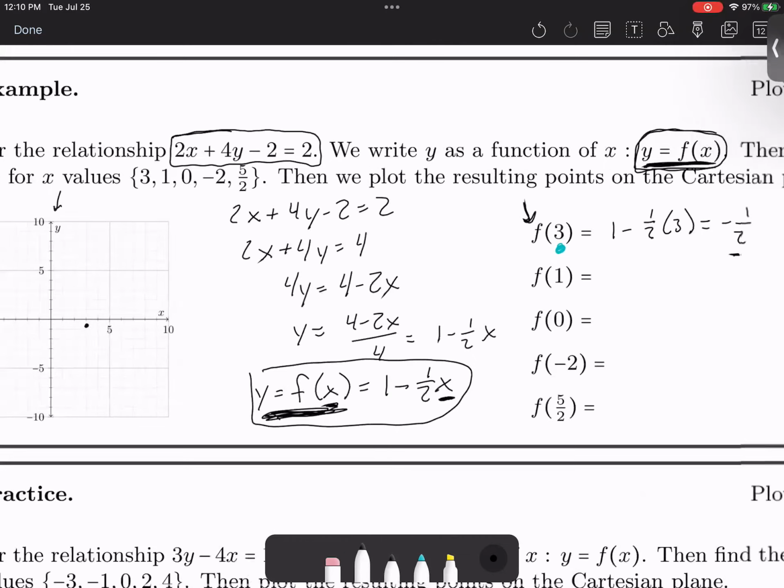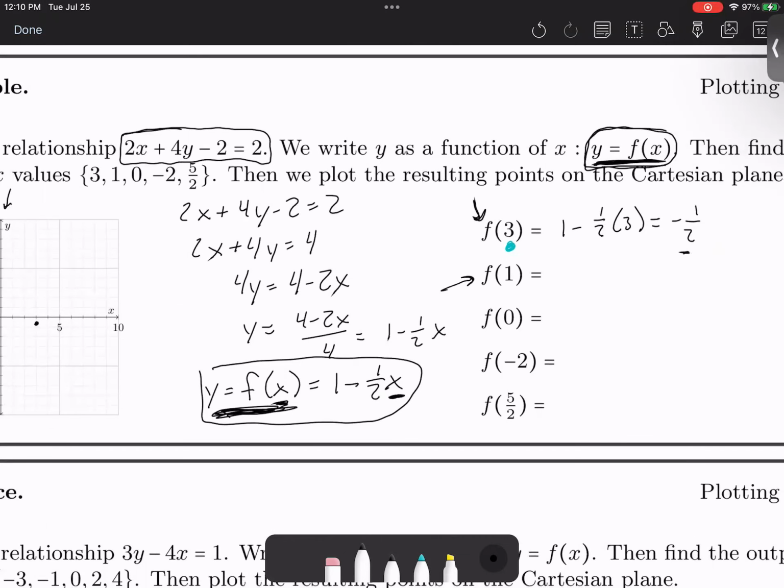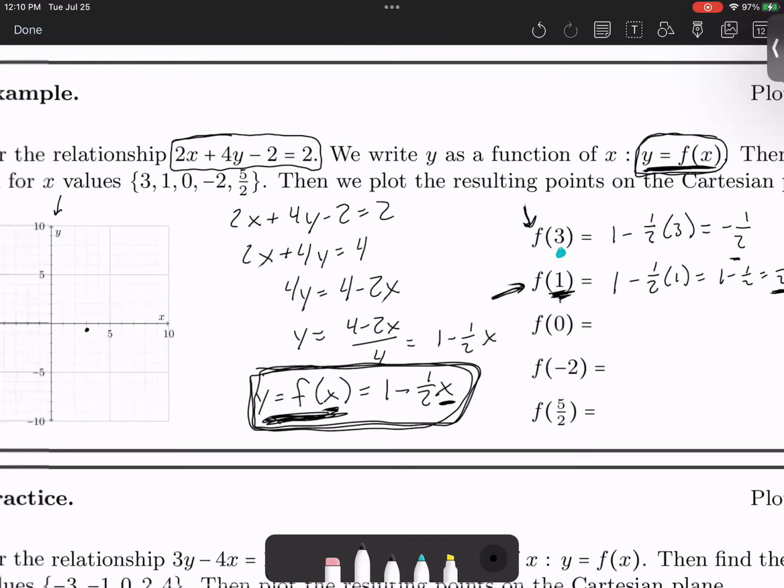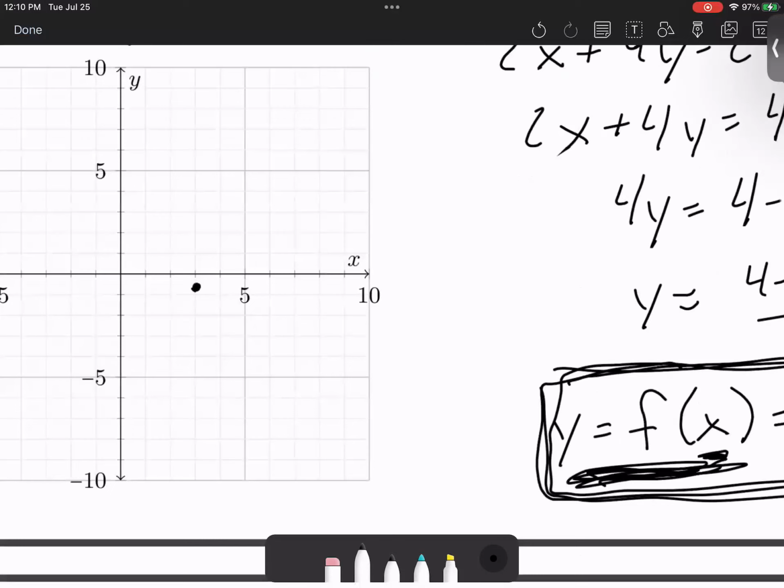Let's find another point. What does the function do to the x value of 1? In this relationship, if I plug x is equal to 1 here, I get 1 minus 1/2 times 1. That's 1 minus 1/2, or 1/2. So for the x value of 1, I get an output, or a y value, of 1/2. So when x is 1, I get a y value of 1/2.